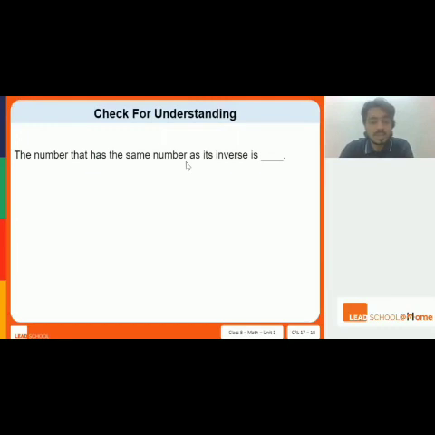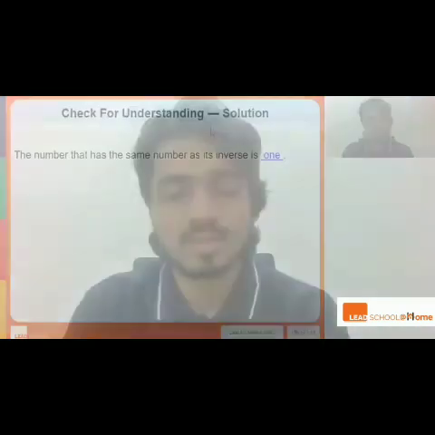Let us quickly do one more question. The number that has the same number as its inverse is, which is the number? It is 1, right? Because when we multiply 1 with 1, we get 1 as the answer. So the number that has the same number as its multiplicative inverse is 1. Okay? So we just saw what the additive and multiplicative inverse of a number are. Let us practice some questions on these.